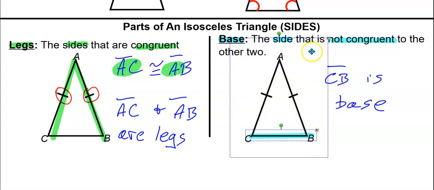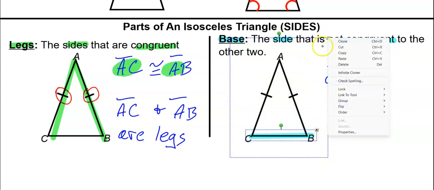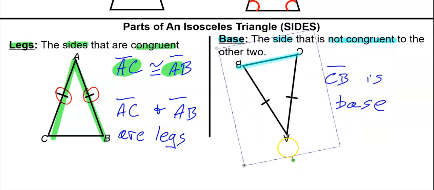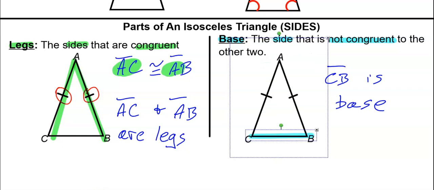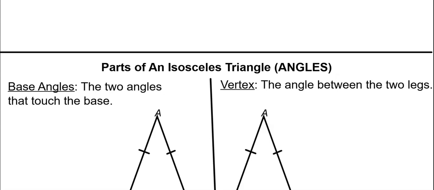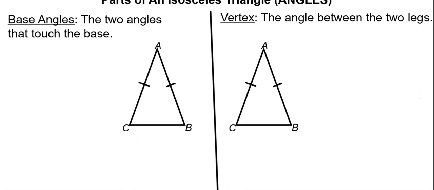If I wanted to, I could take this whole triangle and turn it upside down and CB is still the base. Even though it's on top now, it's the base. Base does not mean bottom. Base means the side that is not congruent. Okay, so isosceles triangles have two sides.